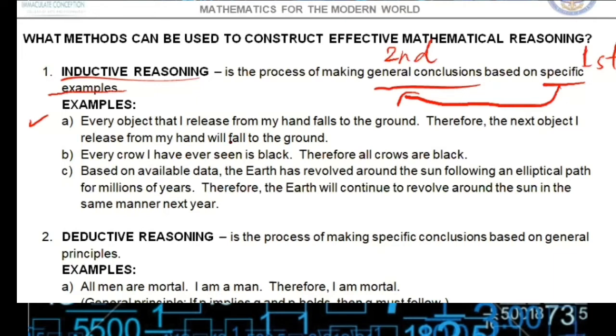Then, lahat yung kulay black. Then, afterwards, ina-assume niya lahat ng crow black. So, inductive pa rin, specific to general. Then, letter C, based on available data, the Earth has revolved around the Sun following an elliptical path for millions of years. Therefore, the Earth will continue to revolve around the Sun in the same manner next year. Will continue, so predicting what will happen next, inductive.